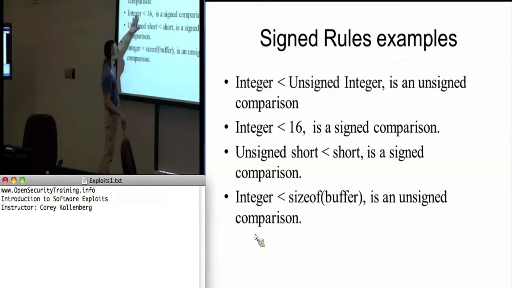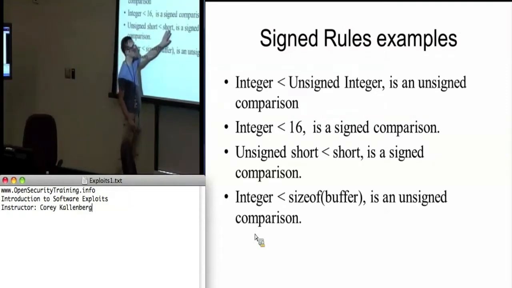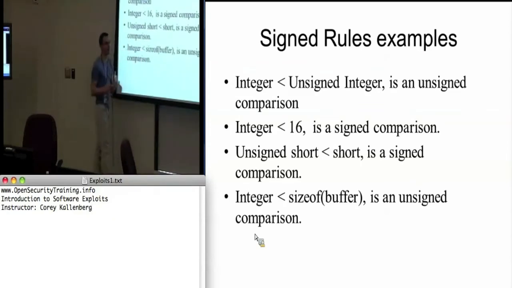Integer compared to just a constant like this. Constant, I believe it's because this is technically like a short value. But this counts as a signed comparison. Unsigned short compared to a signed short is signed. So already we're getting kind of confused because the rules are not uniform. You can see up here that signed and unsigned was unsigned, but now unsigned and signed is signed, right? So in some circumstances, the comparison could be treated as signed or unsigned, and it's not uniform.